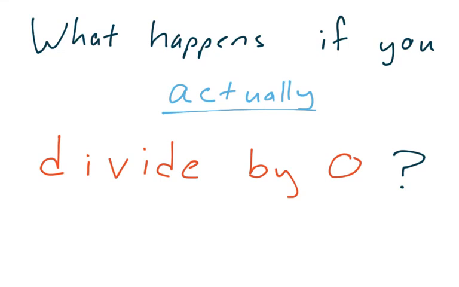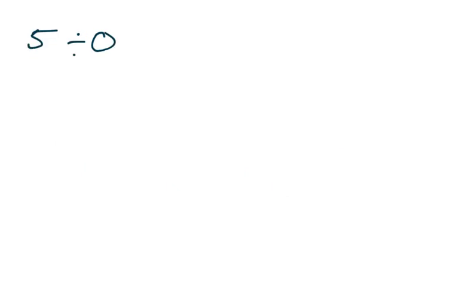What happens if you actually divide by 0? Have you ever tried it? Everyone says you can't divide by 0, but let's actually try dividing by 0 and see what happens. For instance, let's take 5 and divide by 0.